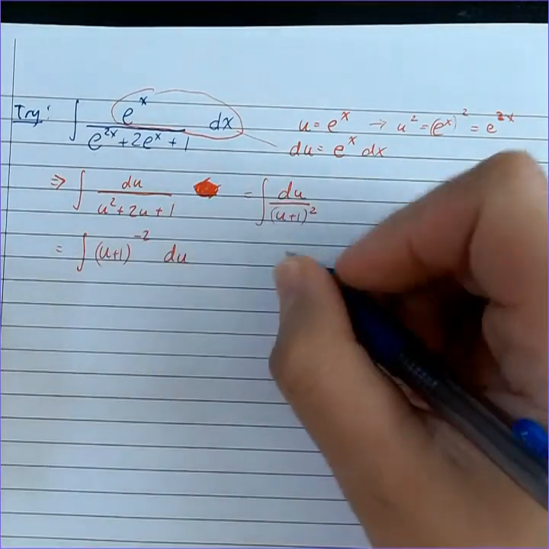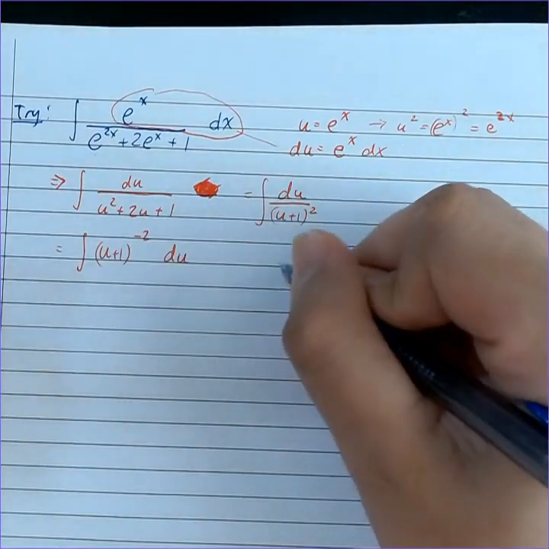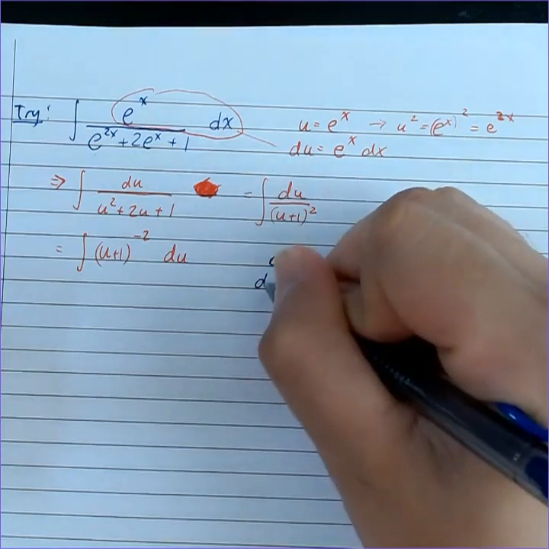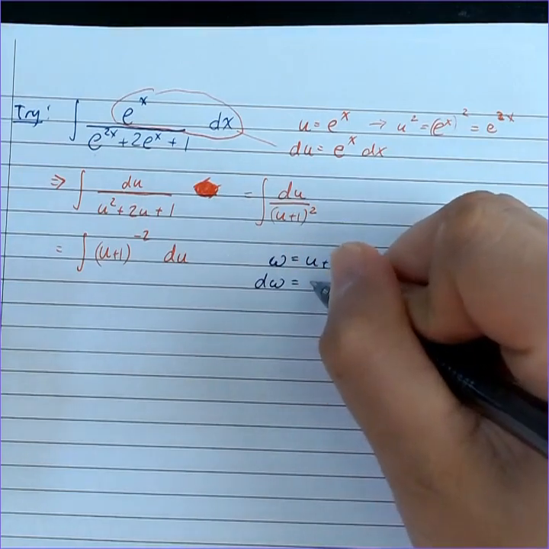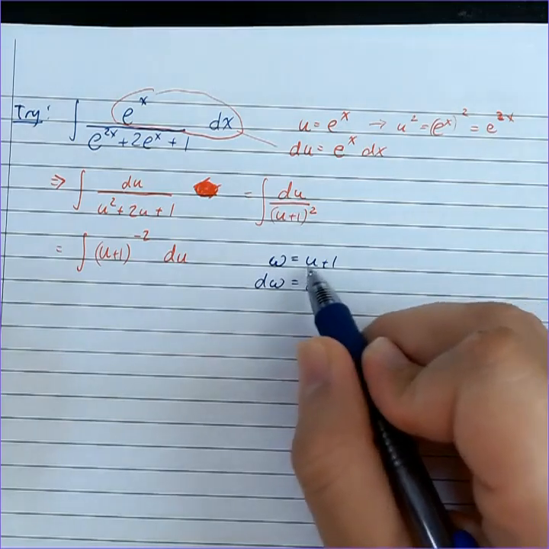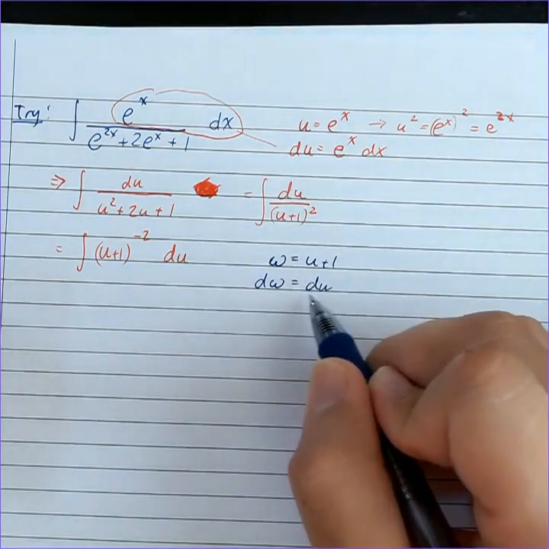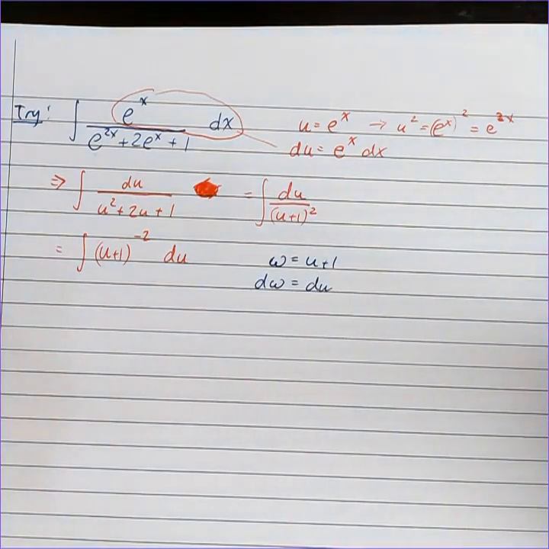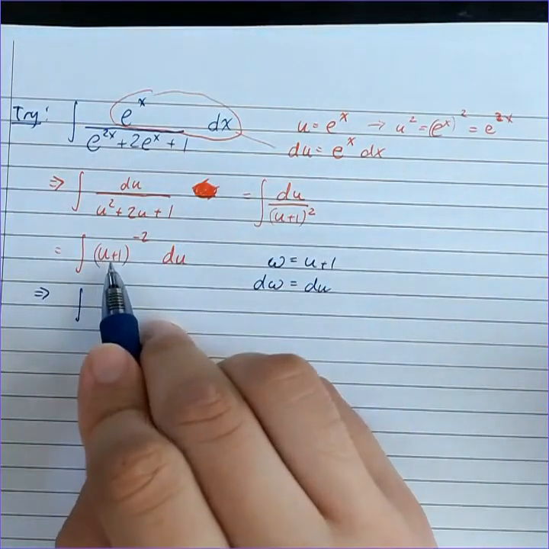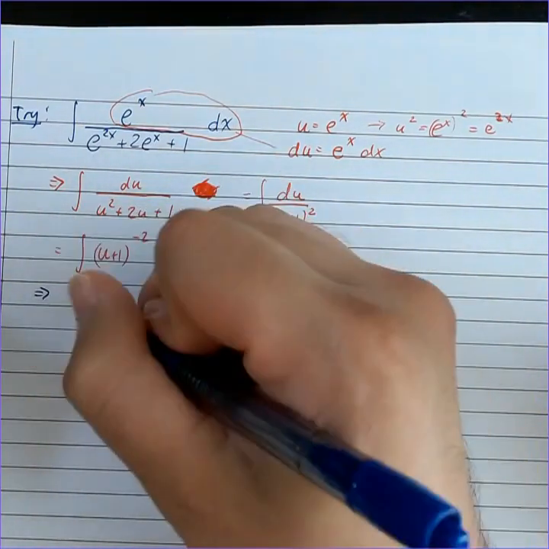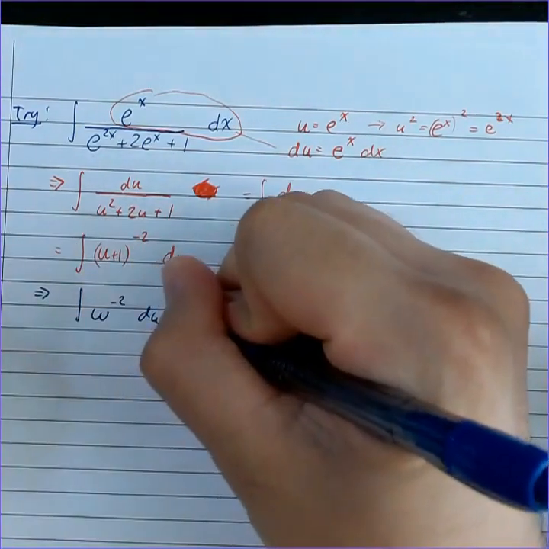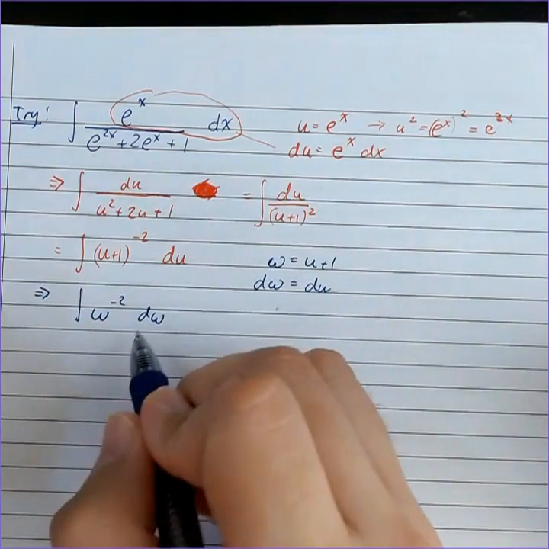I'm going to take this u plus 1 and I'm going to call it something else. And like I said, I'm going to choose the letter w. It's equal to u plus 1. So dw is going to equal du. All right, the derivative of u plus 1 is just 1 times du. So I could write 1 du, but I can just write du instead. So now this is going to become the integral of u plus 1, well, that's just w, to the minus 2, and then that du is interchangeable with that dw.